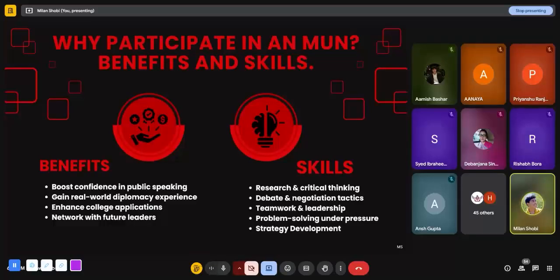Negotiation and debating are the two key points which you'll need everywhere. Going further, you have the teamwork and leadership. I pretty much understand that's very self-explanatory. Then problem solving under pressure.